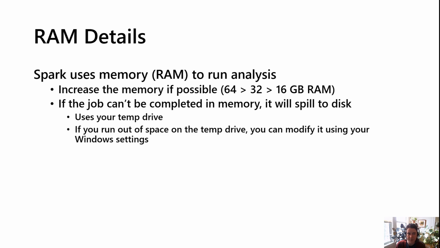So some details on the RAM. Spark uses memory to run analysis. All of that processing is in memory unless it runs out of memory, and then it will spill to disk. So if possible, usually the first thing we recommend to increase is the RAM. I would not say, oh yeah, go get more cores first. I would definitely say increase the RAM if possible.